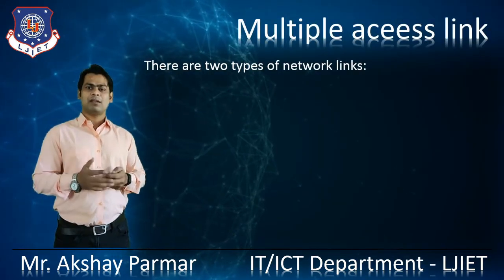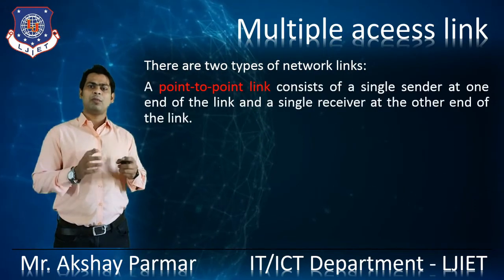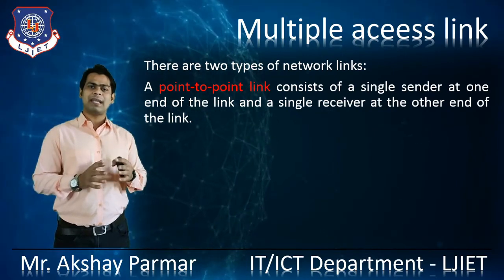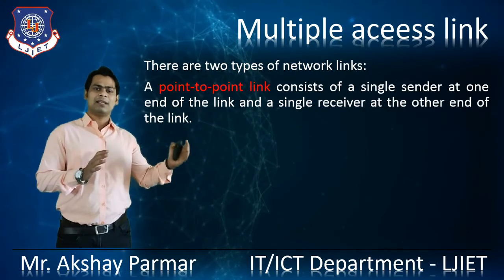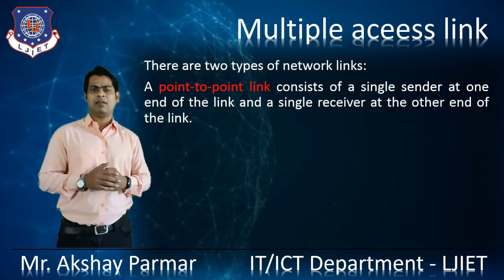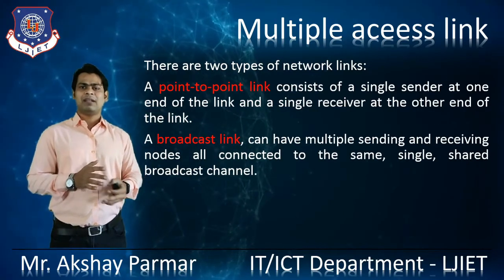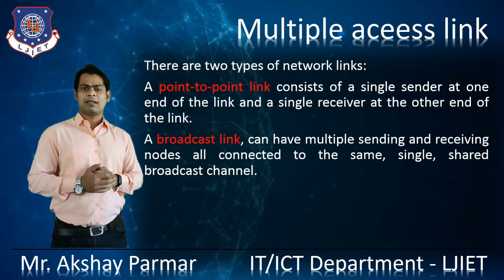There are mainly two types of network link, right? First of all, the point to point link. A point to point link consists of a single sender at one end of the link and a single receiver at the other end of the link, right? So this is the point to point link.